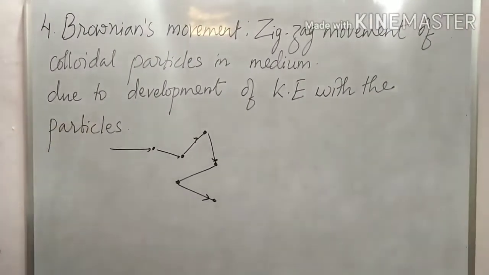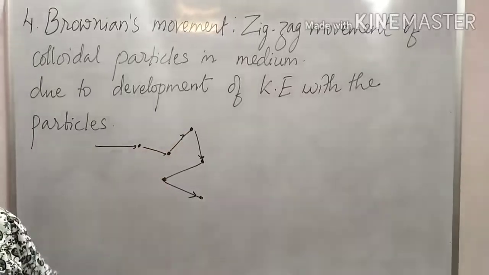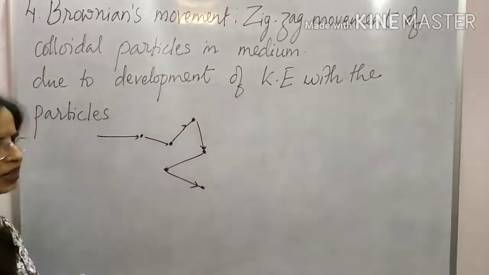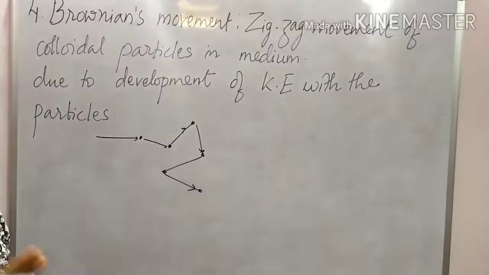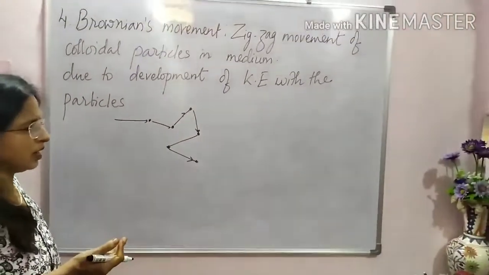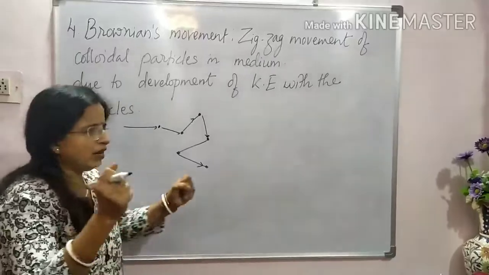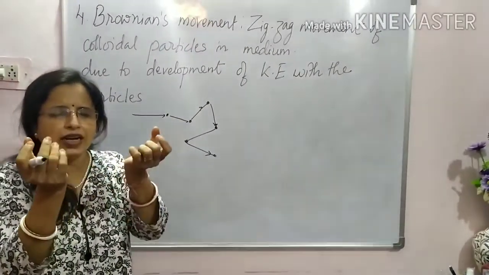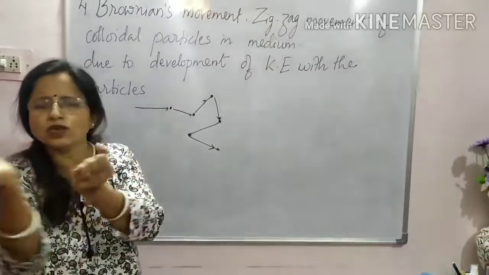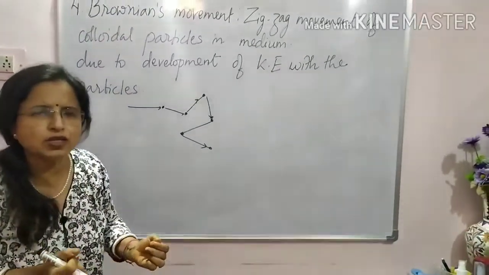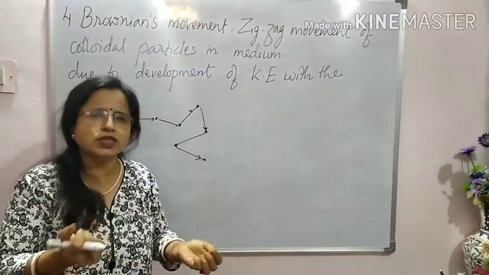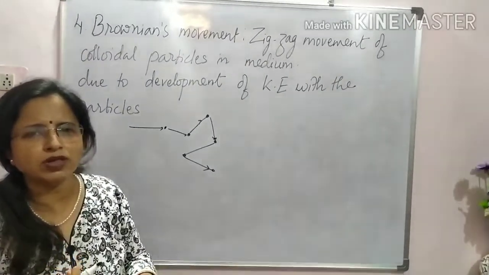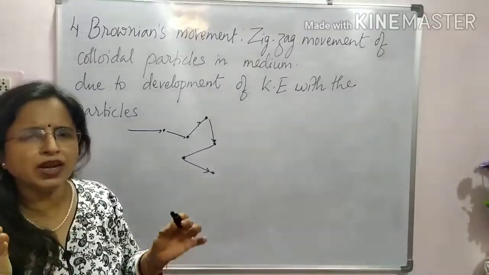And this is developed due to the development of kinetic energy within the particle. जब particle एक दूसरे से collide करते हैं, there is increase in the kinetic energy of the particle. When the particles collide with each other, there will be development of kinetic energy, and due to this collision, the direction is going to change and it makes the particles move in a zigzag movement, which is called Brownian movement. So let me try to demonstrate this also with a simple device.